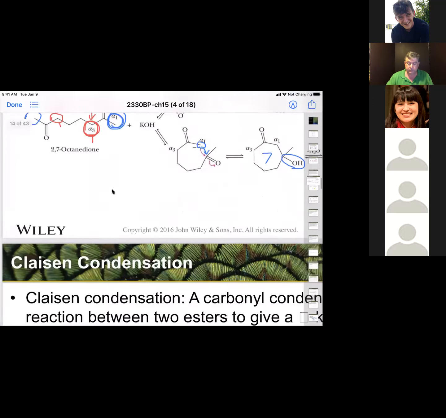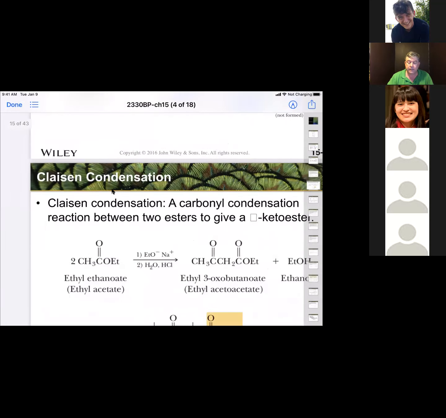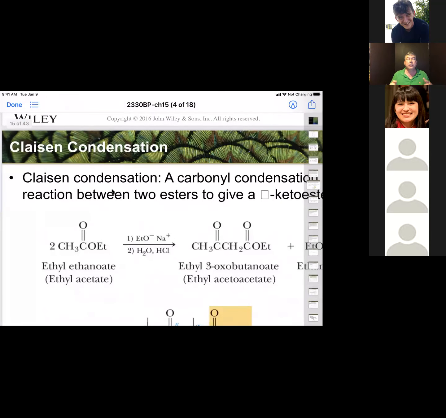Okay, so that's the aldol condensation. Aldol condensation is whenever you have an aldehyde or a ketone, it first generates a beta hydroxyaldehyde or ketone, and then if you heat it up, it turns into an alpha beta unsaturated aldehyde or ketone.